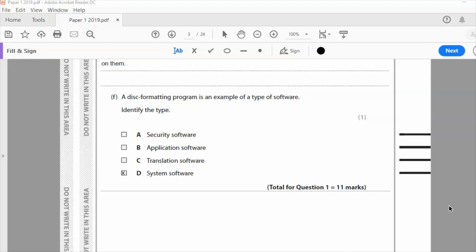Now that is a total of 11 marks out of 80.